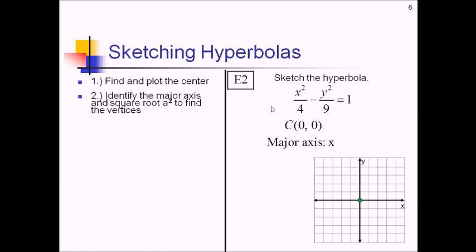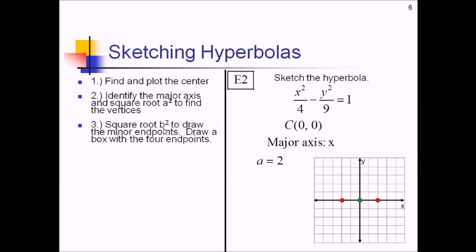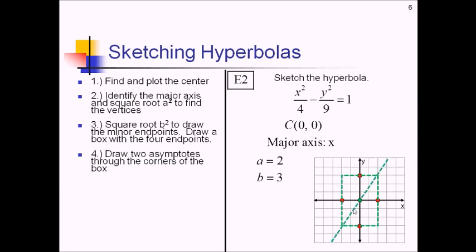A then is just going to be the square root of 4, so 2. And since it's major axis x, we're going 2 to the left and 2 to the right. All right, next thing we need to do is square root the b squared to get the minor endpoints, which remember are not actually on the hyperbola, they're just kind of placeholders. So that's the square root of 9, which is 3. So we're going up 3 and down 3. After that, we're going to draw our box, and then we can draw the asymptotes through the corners of that box. So first asymptote and then the next one.